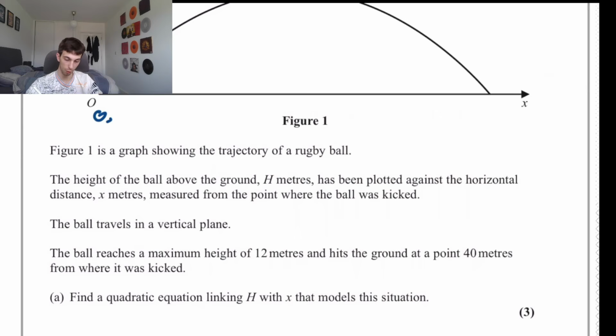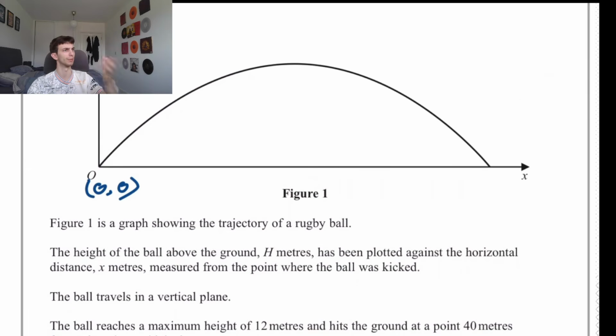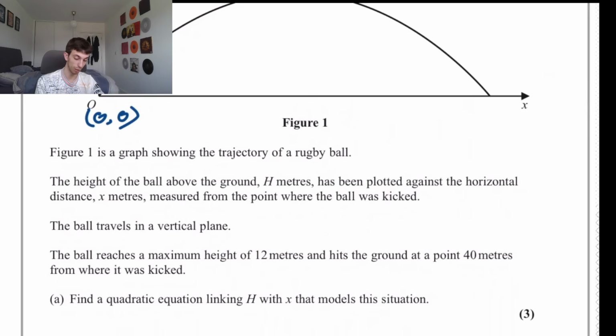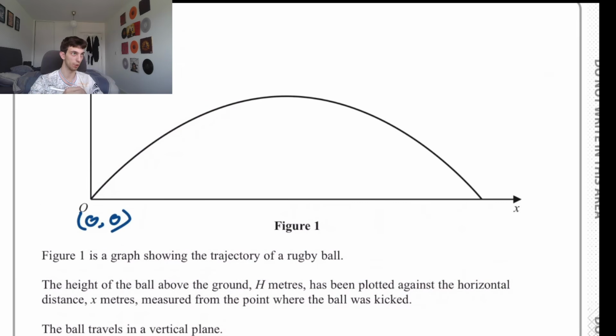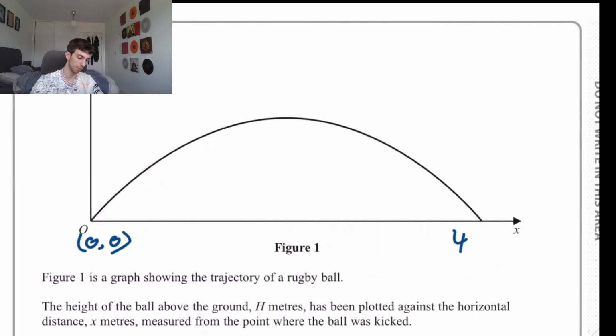So first of all, we know our origin is going to be 0, 0. The ball will be 0 meters above the ground, and we haven't traveled horizontally yet because we haven't kicked the ball yet. We also know that we hit the ground 40 meters from where it was kicked. So our h will be equal to 0 when x equals 40 as well. So this end point here will have coordinates 40, 0.